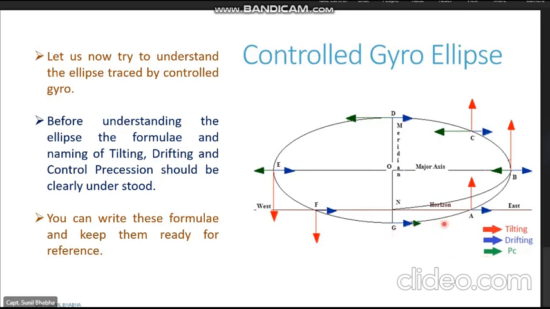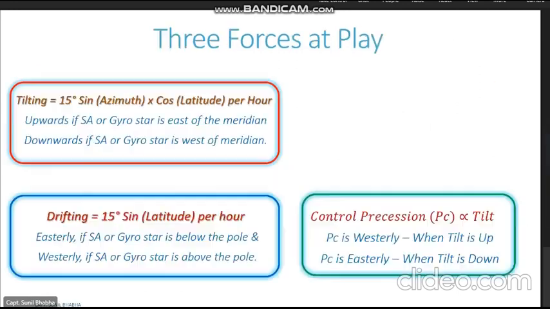Now, before we analyze and understand this ellipse in detail, it will be very helpful if we have the formulas for tilting, drifting, and control precession refreshed in our mind. It will be better if you have those formulas in front of you, and you can have a look at them when you are understanding. Let me also revise these formulas once again. The first formula is the tilting formula, which is 15 degrees sine of azimuth cos of latitude per hour. The tilting is upwards if the spin axis or the gyrostar is east of the meridian, and the tilting is downwards if the spin axis or gyrostar is west of the meridian. It is represented by the red color arrow, so that's why you see a red box around it.